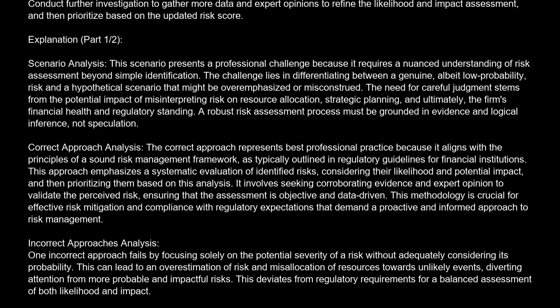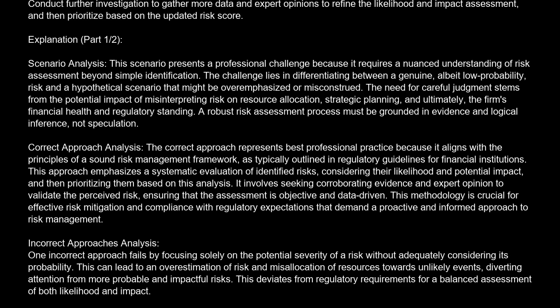Correct approach analysis. The correct approach represents best professional practice because it aligns with the principles of a sound risk management framework, as typically outlined in regulatory guidelines for financial institutions. This approach emphasizes a systematic evaluation of identified risks, considering their likelihood and potential impact, and then prioritizing them based on this analysis. It involves seeking corroborating evidence and expert opinion to validate the perceived risk, ensuring that the assessment is objective and data-driven. This methodology is crucial for effective risk mitigation and compliance with regulatory expectations that demand a proactive and informed approach to risk management.